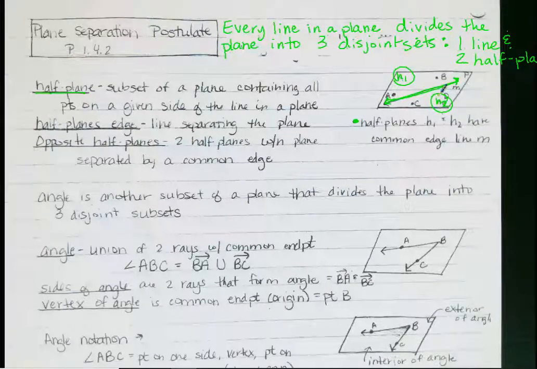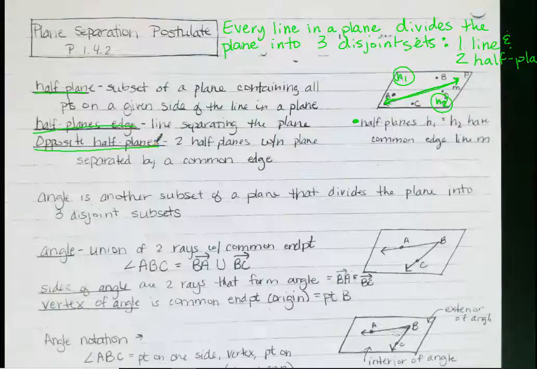Okay, so a half plane edge is the line separating the plane, line M. The opposite half planes are 2 half planes within the plane that are separated by a common edge. So half plane 1 and half plane 2 are opposite of each other because they're separated by line M. In order not to be, you would have to have multiple lines. We only have the one line in this plane, so they're both opposite half planes.